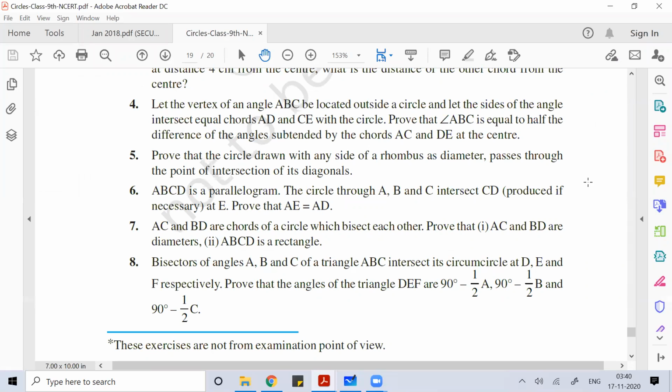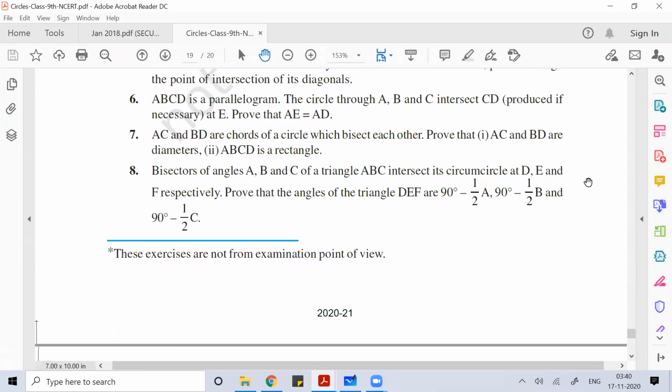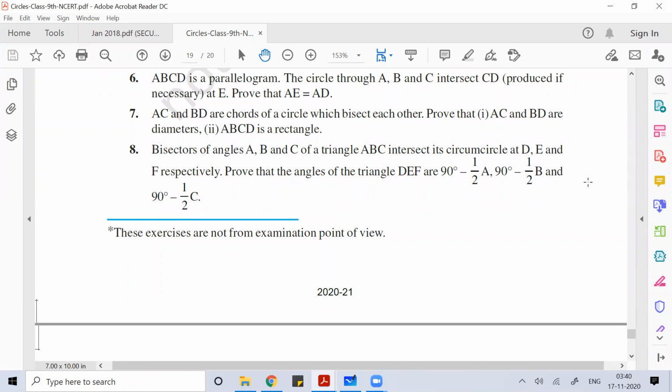So you understand, no? And if it is a rectangle, then all angles are 90 degrees. So it's proved. Okay, question number 8. See question number 8.